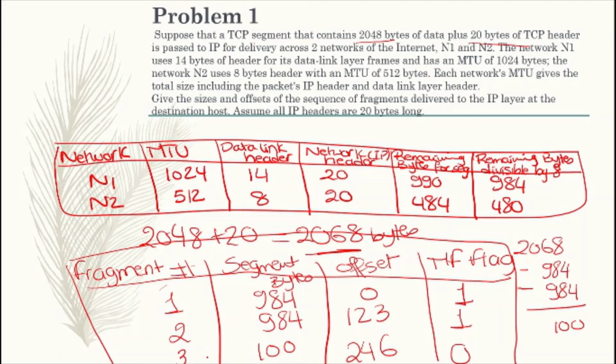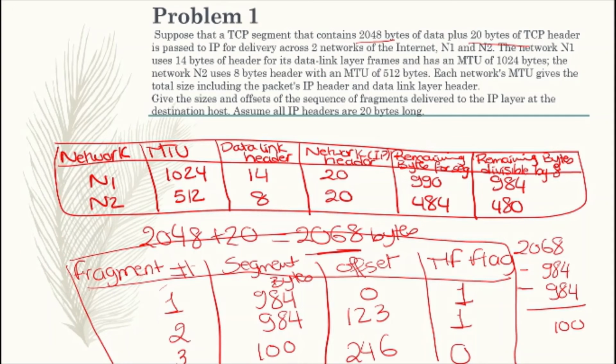How did we get the number of fragments that this segment needs to be fragmented into? Simply you can divide it by the maximum allowed size for the segment. If we divide 2068 by the maximum size that could be allowed for a segment, which is 984, we get 2.1. Since there is nothing called 2.1 fragments, this means we need 3 fragments.